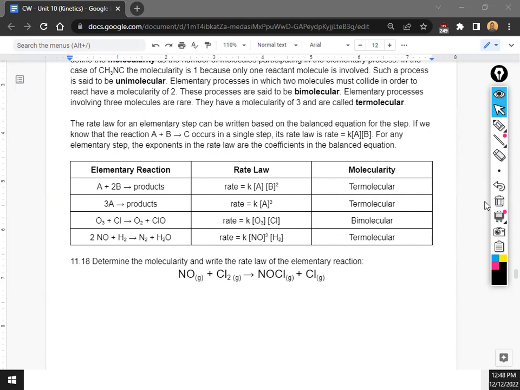Yeah, I know this is getting very confusing, so let me just clarify before we move on. An elementary step is like an event. Basically, something happens between molecules or within a molecule. And then the molecularity tells you how many molecules are involved in that step. Unimolecular means that only one molecule is involved in that step. Bimolecular means 2 molecules are involved in that step. And termolecular is when 3 molecules are involved in that step. But it's still all within one event.